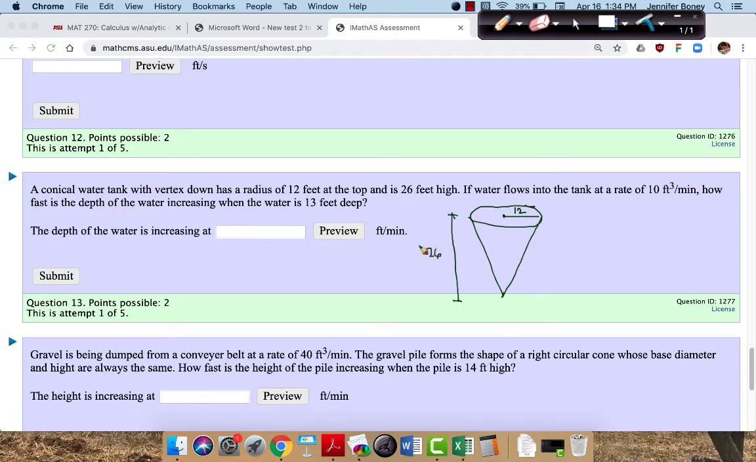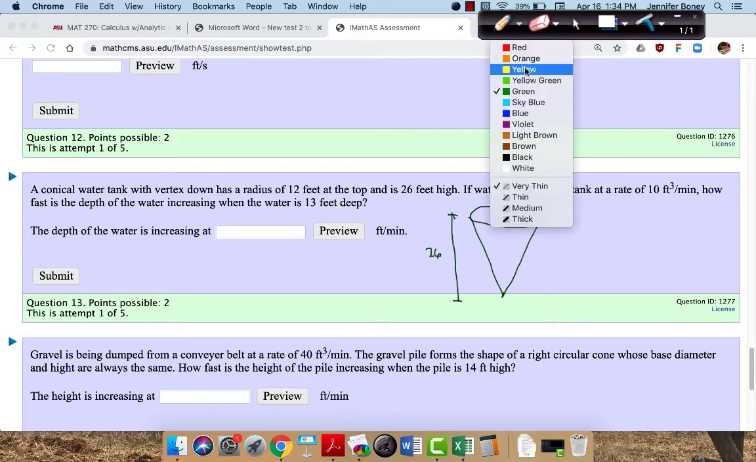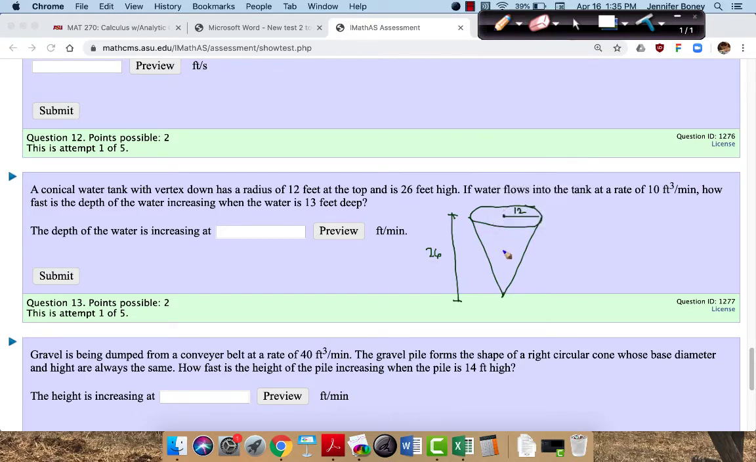So this is the height of the entire cone. This is not the depth of the water until the tank is full. This is talking about when the water's 13 feet deep. So if the water's 13 feet deep, meaning half full top to bottom, it's not half of the volume of the cone. But I just wanted to point out that, well, I know this is 13.